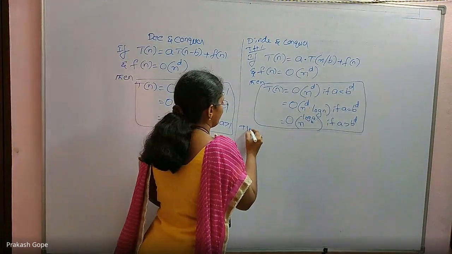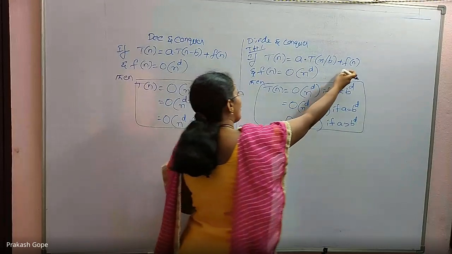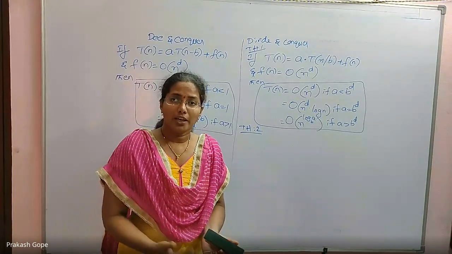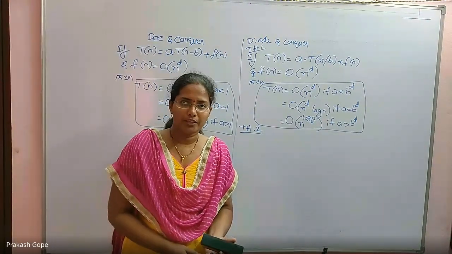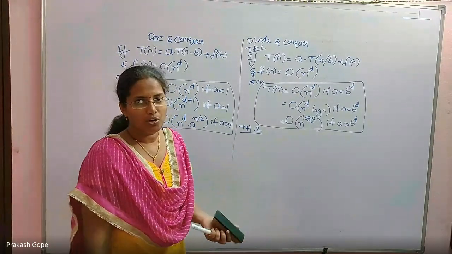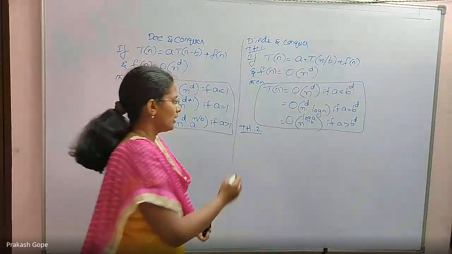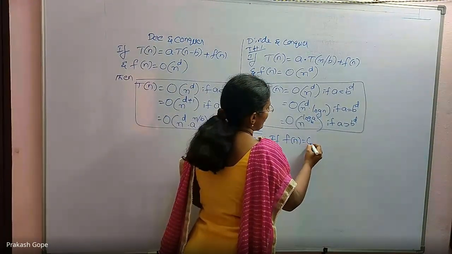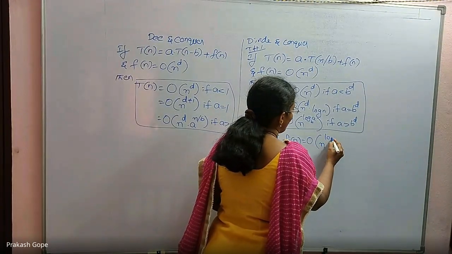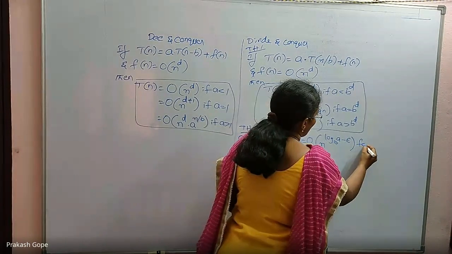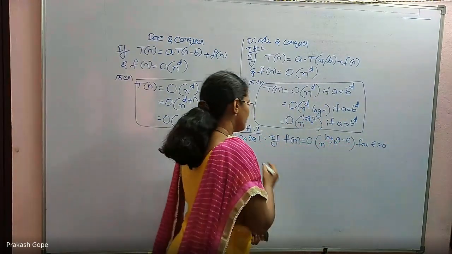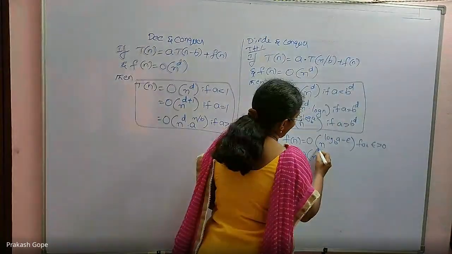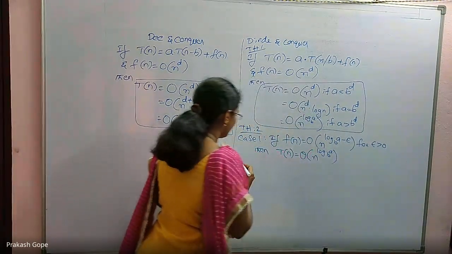Right, theorem 2. When do we apply theorem 2? If f of n is not in terms of n power d, it is not a polynomial, which means it is 2 power n, n by log n, n factorial, n power n. Okay, so in all those cases it is not polynomial, then you go for theorem 2. Okay, and in theorem 2, we have case 1. If f of n is big O of n power log a to the base b minus epsilon for some small epsilon greater than 0, then T of n answer is theta of n power log a to the base b.